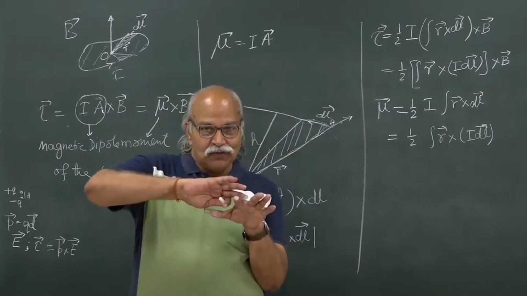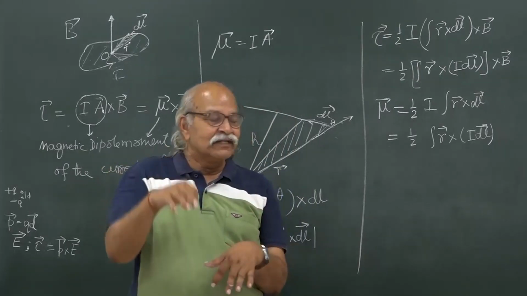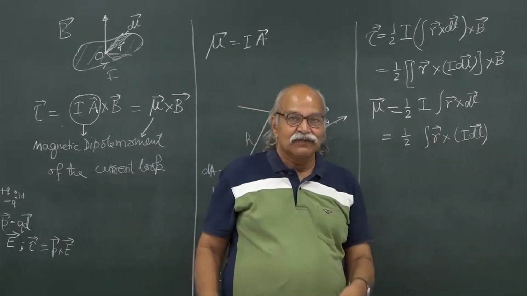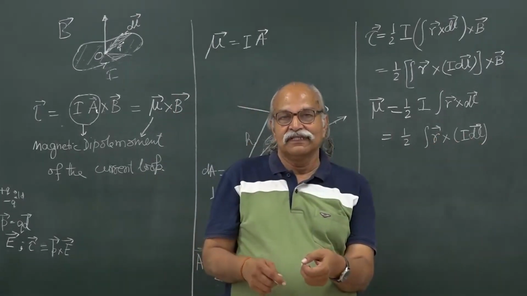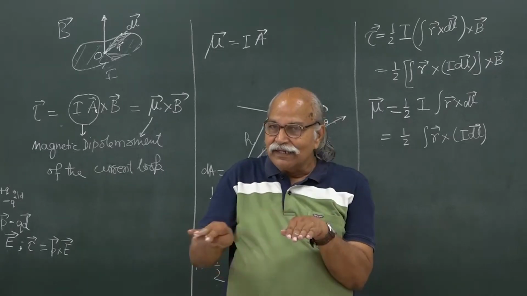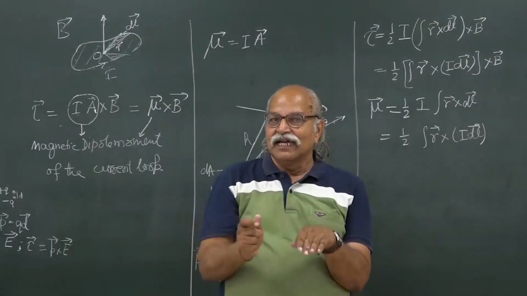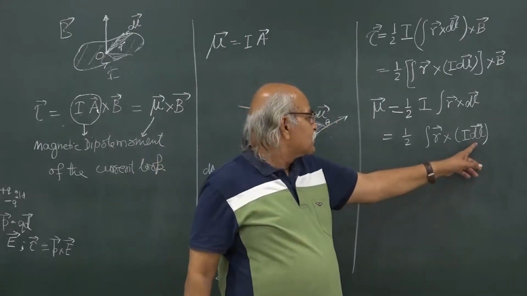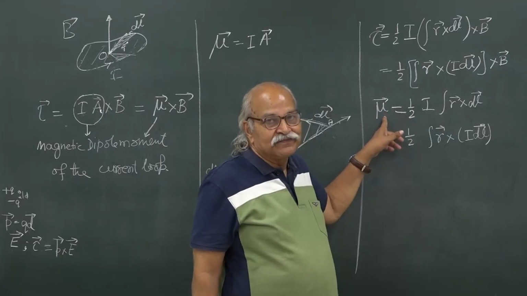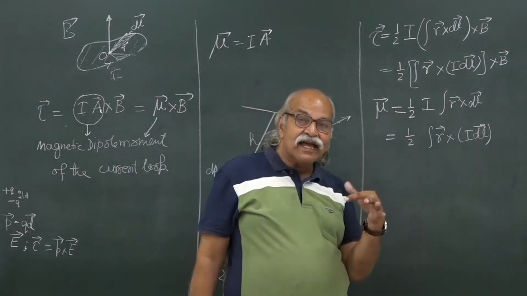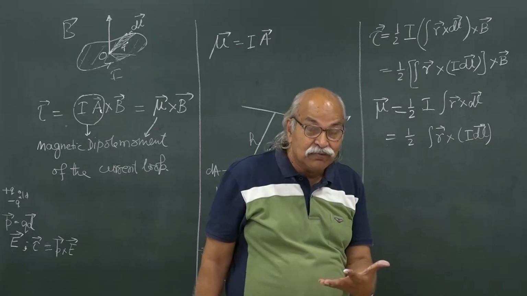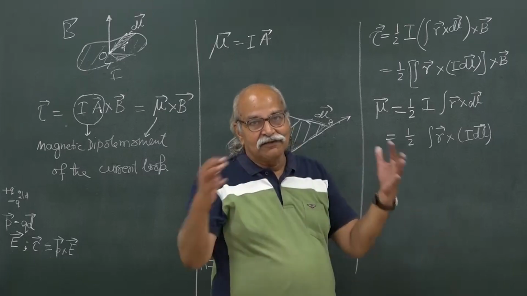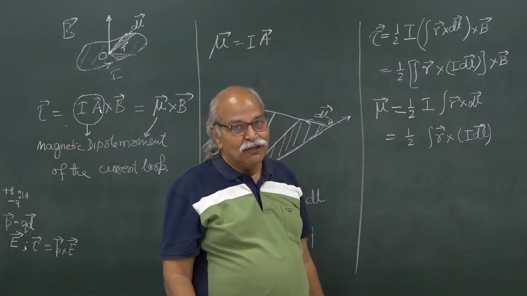Even if the loop is not in one single plane, then also you can all the time write r cross dl, right? Whatever is the shape of this loop, it goes horizontally, then it rises and then comes back. Everywhere you can get the dl, and then you can calculate this and get this mu. And not only that, you can have different shapes of the current loop. This expression can be generalized for other kinds of currents like surface current and volume current.